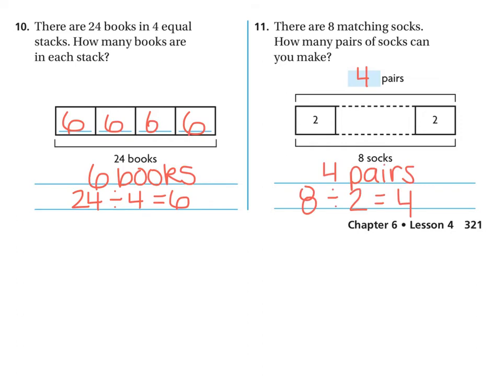The answer to number 11 is 4 pairs. The division equation you should have is 8 divided by 2 equals 4. Please fast forward if you had that answer.